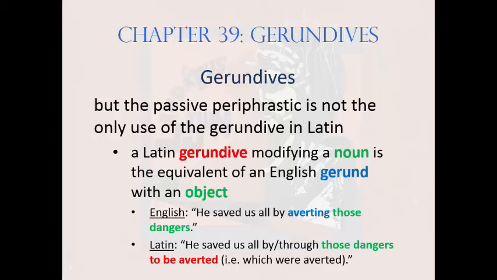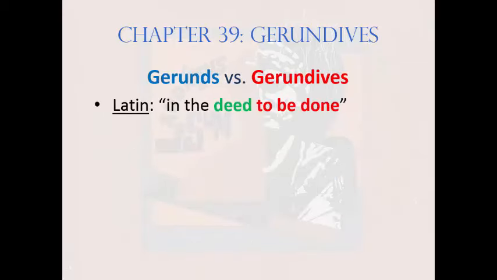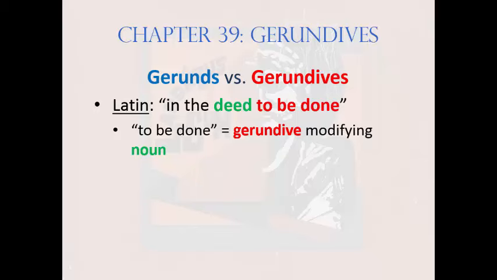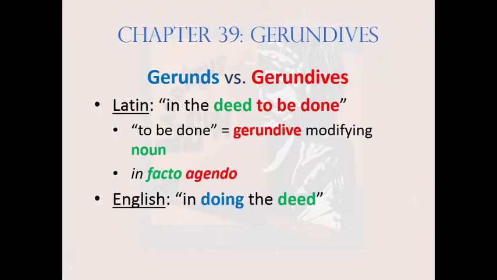Good, let's move on. Let's start by looking at how this construction would sound in English, if English were so foolish as to have it. Here's an example of a noun and a gerundive acting like a gerund with an object. The literal English would be "in the deed to be done," which is the closest thing English has to the Latin gerundive, an adjective modifying the noun deed. In Latin, that would be in facto, in the deed, agendo, to be done. The gerundive agendo modifies the noun facto. But if you look at the sense, the deed is receiving the action of doing. The participle is passive, so its subject, the noun it modifies, receives its action. Thus, "in the deed to be done" is the equivalent of saying, "in doing the deed." There, doing is a gerund, a verbal noun, with an object, deed.